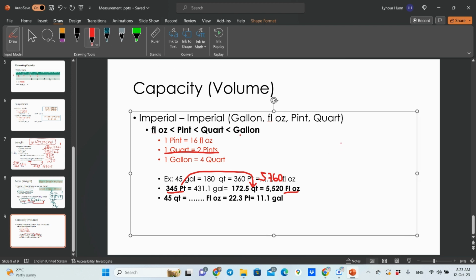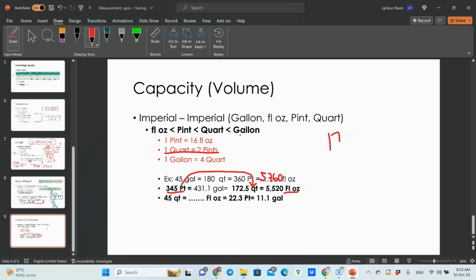Quarts to gallons, small to big, so we divide. Divide, yes. So we divide 172.5 by 4. When we divide 172.5 by 4, first of all, let's not care about the decimal, and when it comes to the result, we will think about the decimal again.